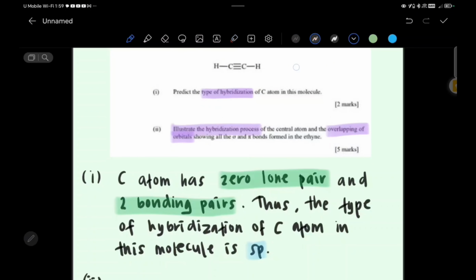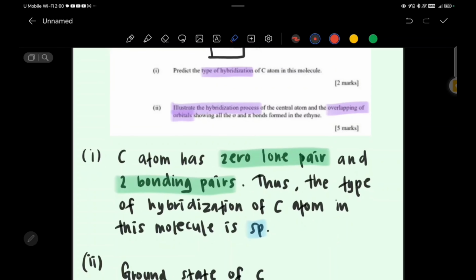We're going to look at this. So the C atom has 0 lone pairs and 2 bonding pairs, 1 and 2. Thus, the type of hybridization of the C atom in this molecule is sp. Next question: illustrate the hybridization process of the central atom and the overlapping of orbitals, showing all the sigma and pi bonds formed in C2H2.